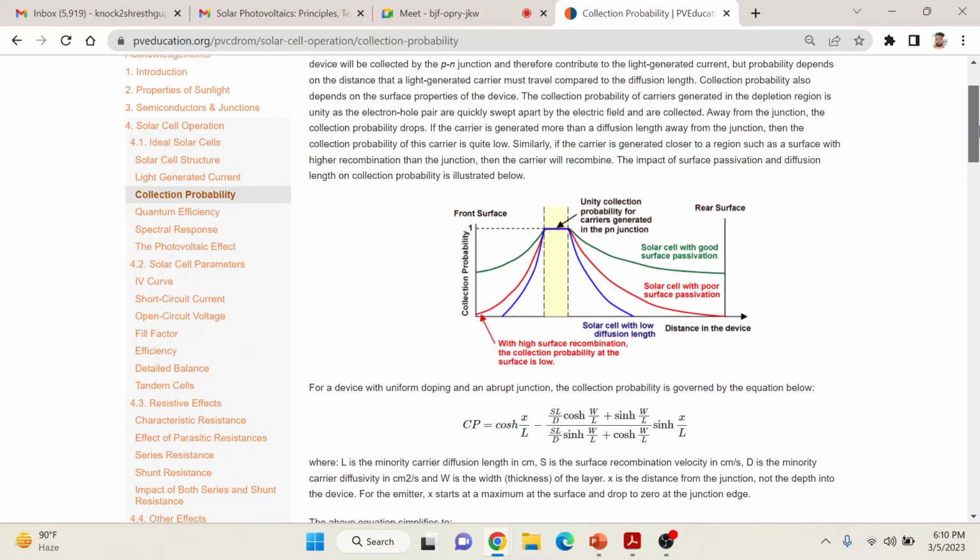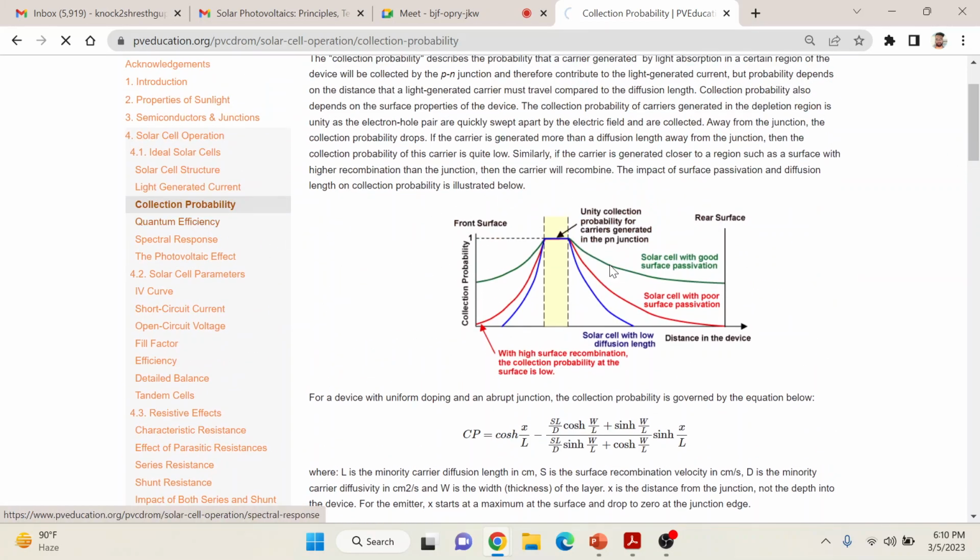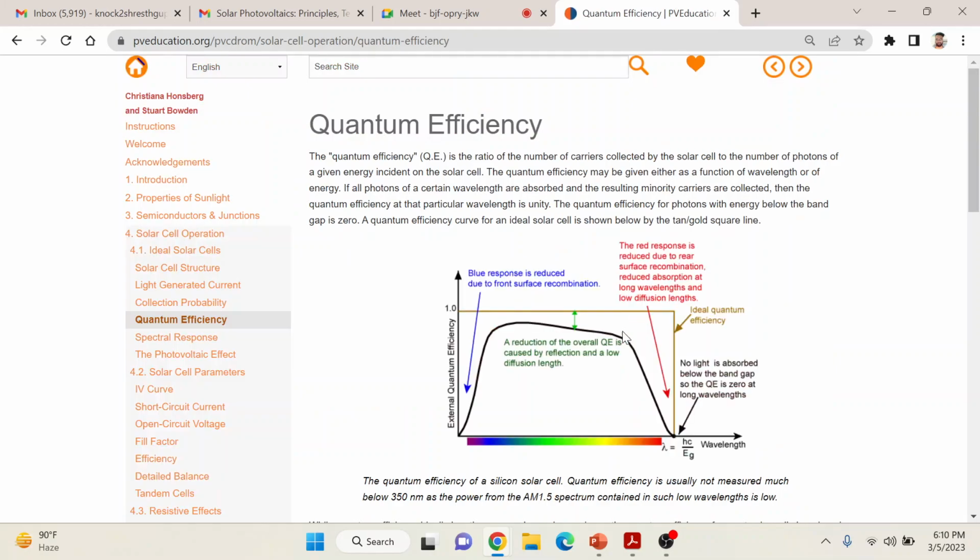Then some other factors come in. The quantum efficiency is the ratio of the number of carriers collected by the solar cell to the number of photons of a given energy incident on the solar cell. The quantum efficiency may be given either as a function of wavelength or of energy. If all photons of a certain wavelength are absorbed and the resulting minority carriers are collected, then the quantum efficiency at that particular wavelength is unity.